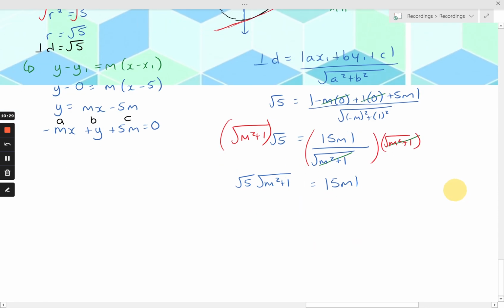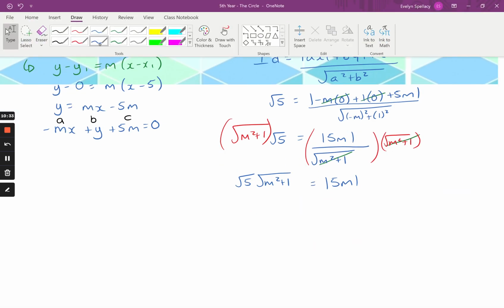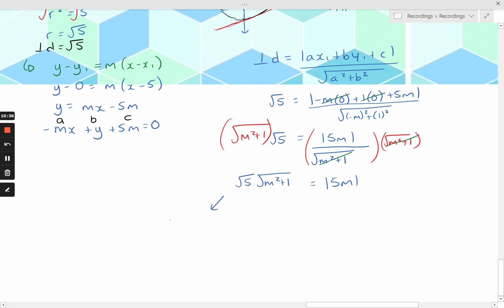Now, this is where we need to remember the modulus to form two different equations here. In the first one, 5m is equal to negative root 5 root m squared plus 1, because it's going to be negative. The second time, 5m is equal to the positive root 5 by the root of m squared plus 1.